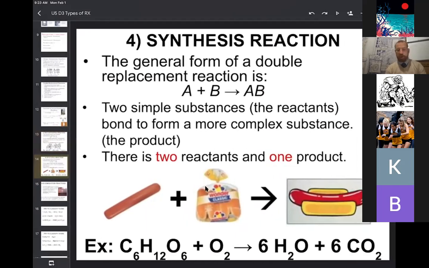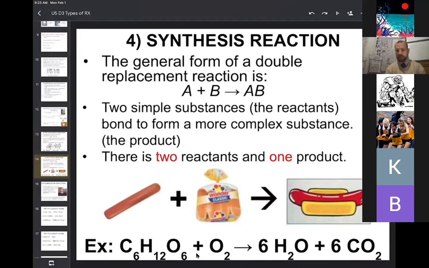Next, we have synthesis reactions. Synthesis reactions are when two simpler molecules combine to form complex molecules. But really, all it means is that we're switching things up like crazy, right? It's really hard. We have two things, they combine into one or more products, right?